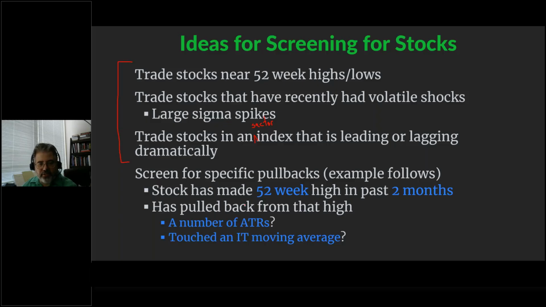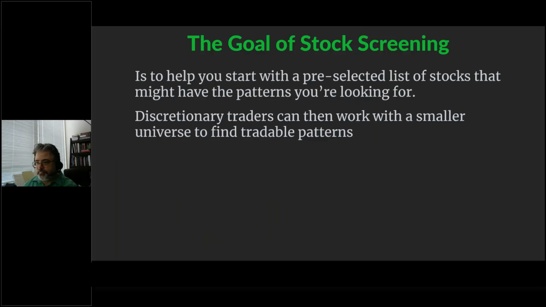And we'll do that actually here. A specific screen might be stocks that made 52-week highs in the past 2 months. So it's not right at a 52-week high. It's pulled back a little bit, pulled back a certain number of ATRs, maybe touching an intermediate term moving average. This is a way that you can operationalize all of this. The goal of all of this screening for stocks is to help us start with a pre-selected list that then makes it much easier for our eyes to find tradable patterns.